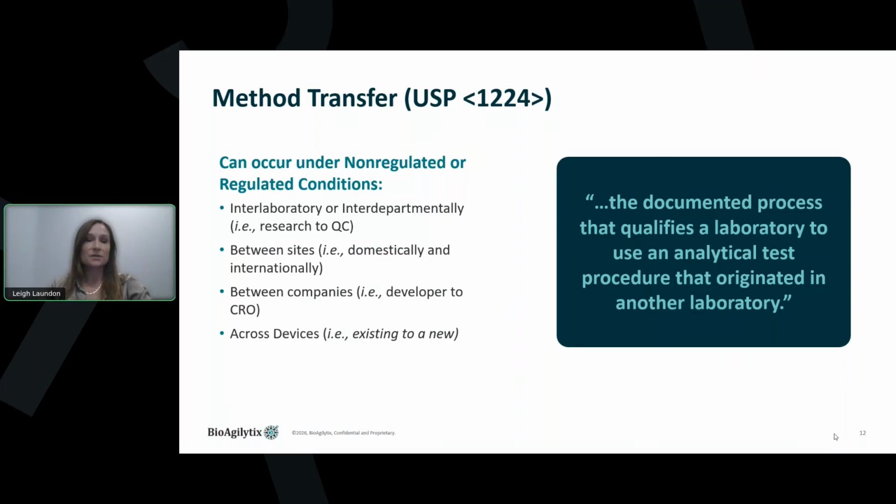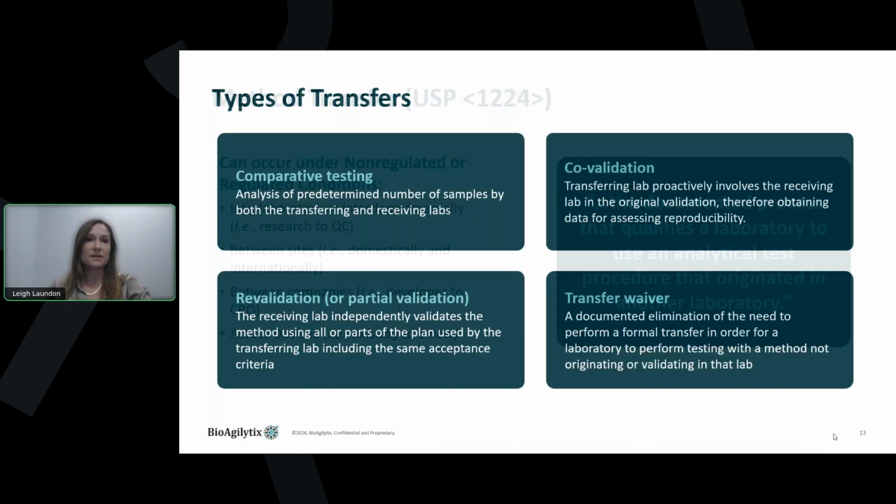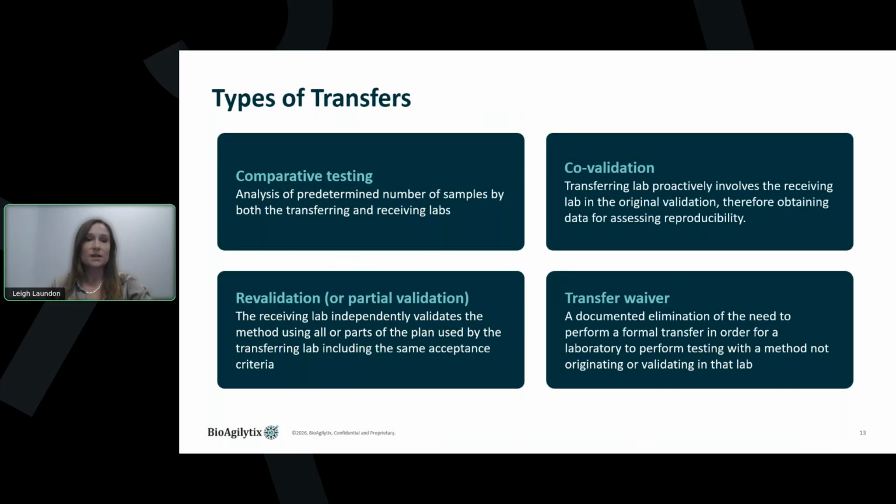So moving on to more discussion on the different types of method transfers. There are four main types that we usually encounter. There is first comparative testing, which may be due to just testing a set of samples at the sending site and the receiving site. This may be due to the assay is at an initial phase and you're not ready for validation yet, so you just want to do a comparative test between the two sites to make sure that the transfer has been successful.